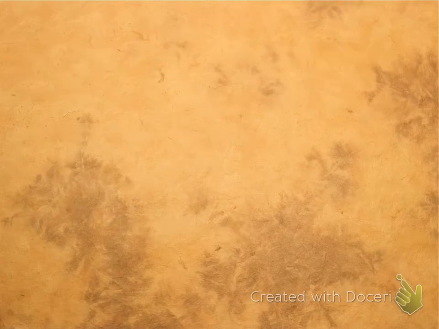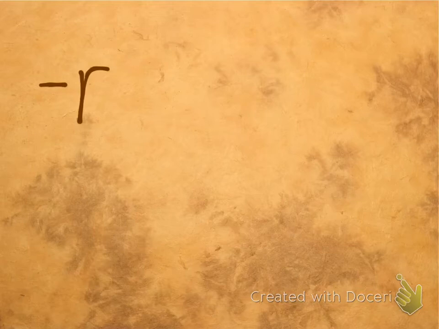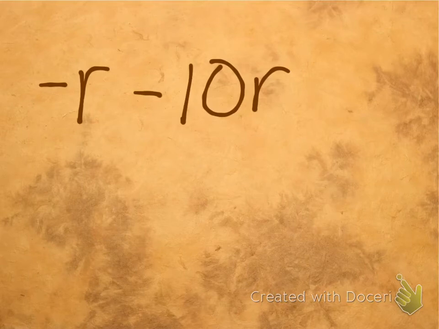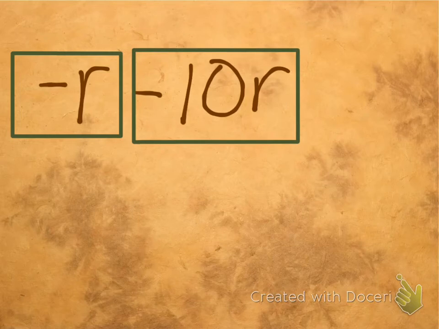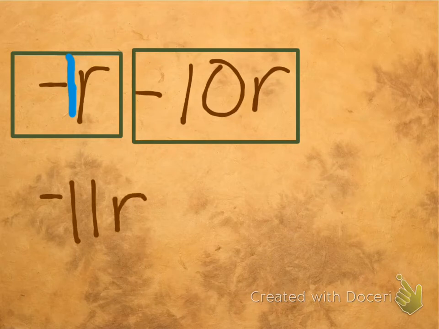Let's look at an easy one. Let's say I have negative r minus 10r. Well, I have this term and I have this term, and they are both like terms because they both have r as their variable. Now this is, again, negative 1r. Can't forget that. So negative 1 plus negative 10 is negative 11. And then we can't forget that r. Negative 11r is the simplified version.